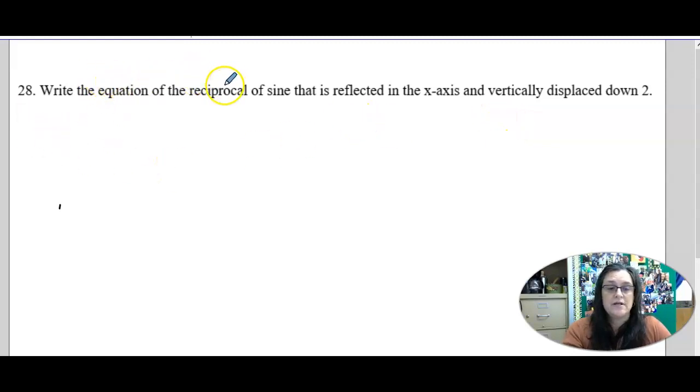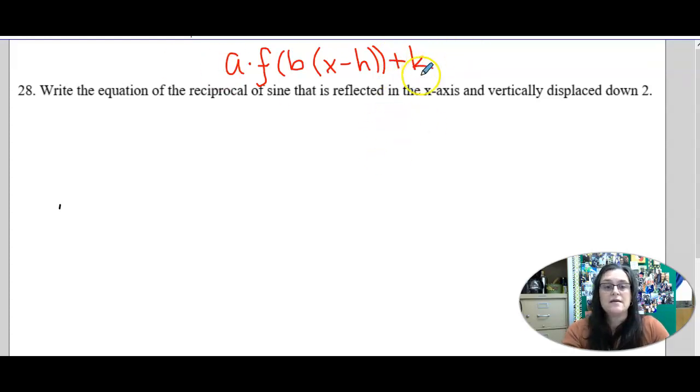Okay, we're asked to write the equation of the reciprocal of sine that's reflected in the x-axis and vertically displaced down 2. Remember, transformation form is a times the type of function, and then in parentheses we have b times the quantity x minus h, plus k. That's the transformation form for any type of function. Our type of function is the reciprocal of the sine, and the reciprocal of sine is the cosecant. So our f in the transformation form will be the cosecant function.